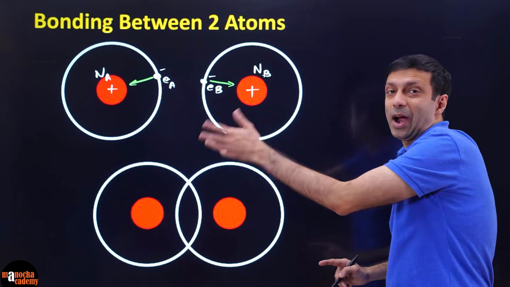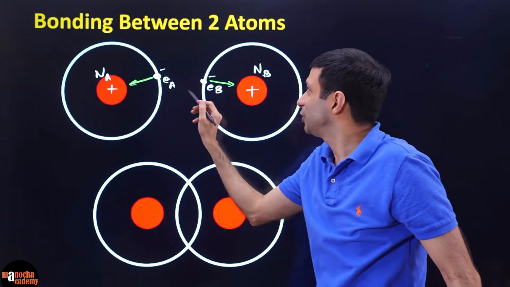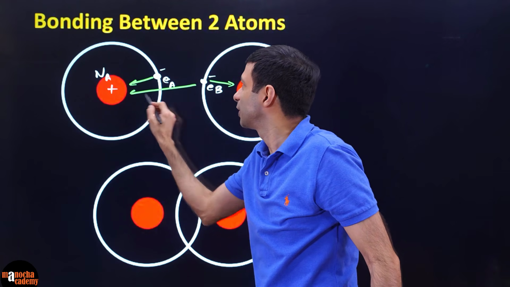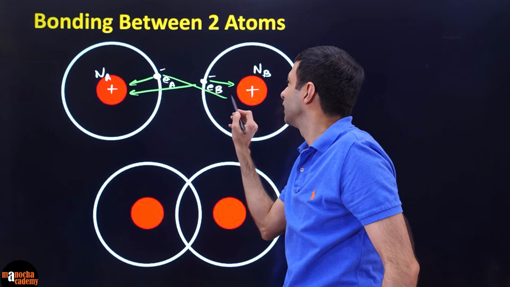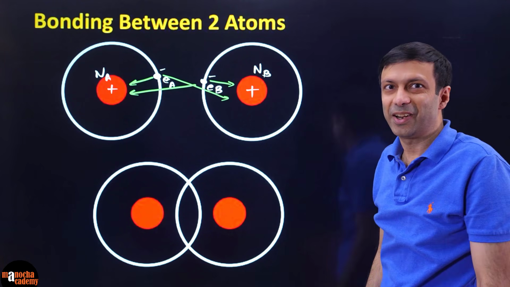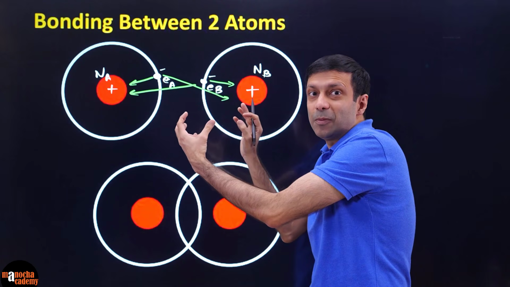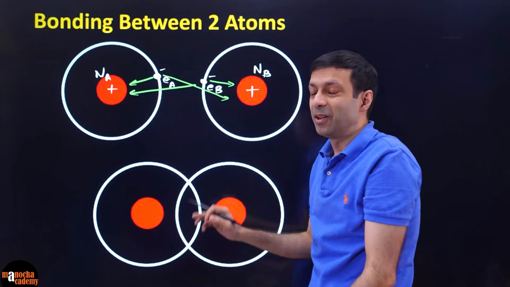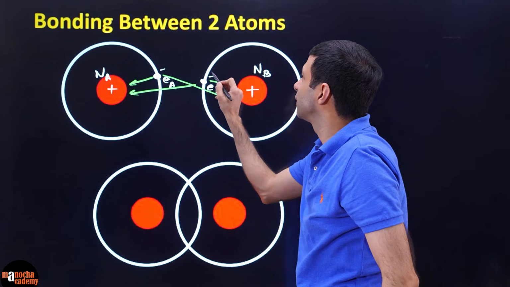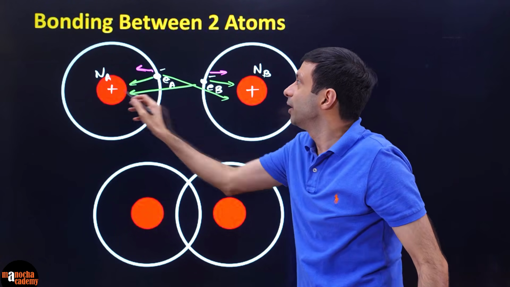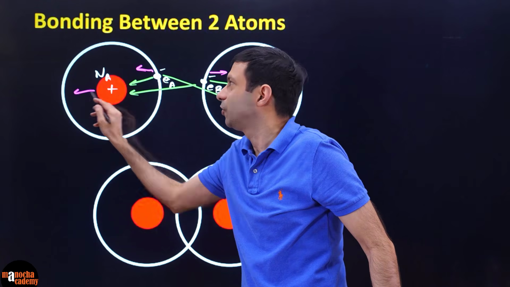Now, if you look at the two atoms, this nucleus is going to pull this negatively charged electron. So another attractive force here. Similarly, this nucleus is going to pull that electron. So another attractive force here, right? So these are our attractive forces. So these two atoms are attracting each other, but there are some repulsive forces also, because these two negatively charged electrons will repel each other. Similarly, the two positively charged nuclei will also repel each other because like charges repel.